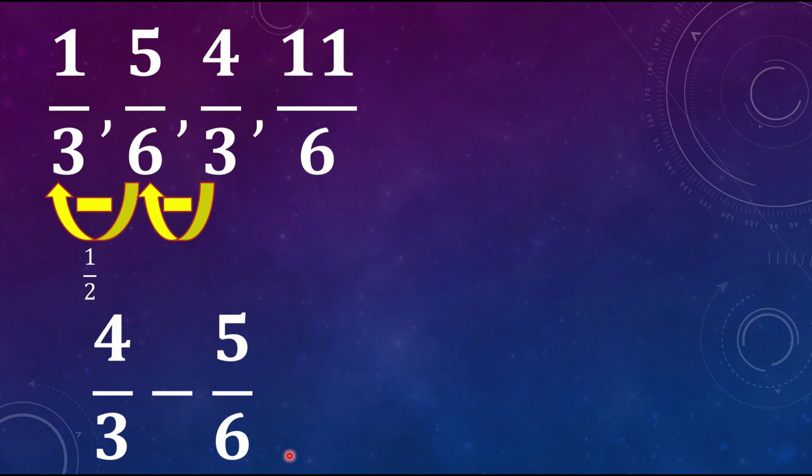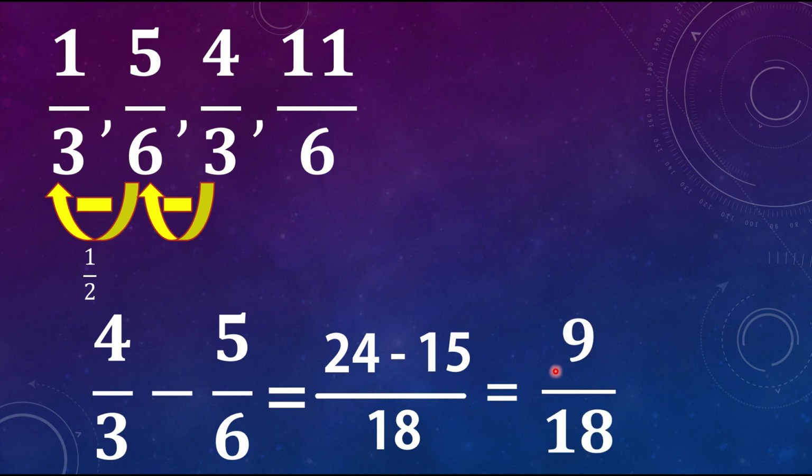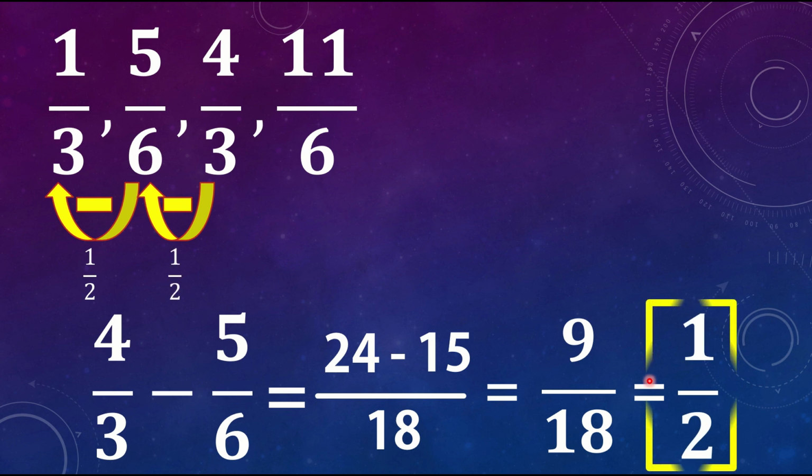Again, these are dissimilar fractions, so we will just use the same procedure. So we have 4 times 6 is 24, minus 5 times 3 is 15. Then multiply the two denominators. 3 times 6 is 18. Then simplify. 24 minus 15 is 9 over, copy the same denominator, 18. And again, 9 over 18 in simplest form is 1/2.